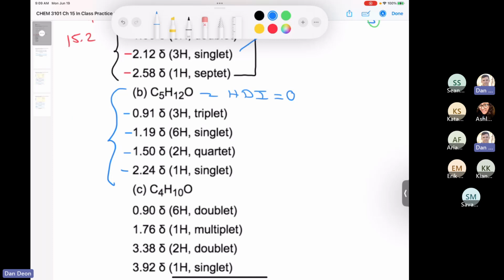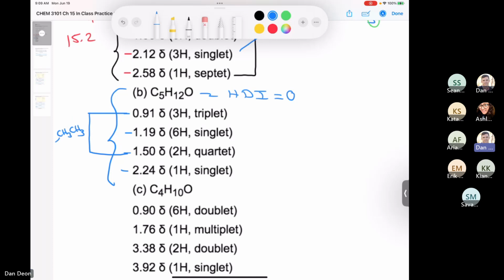Right? Sean says there's an ethyl because we have a triplet that integrates for 3 protons, and then we've got a quartet that integrates for 2 protons. So that tells you that you have an ethyl group in the compound somewhere. So that takes care of that.